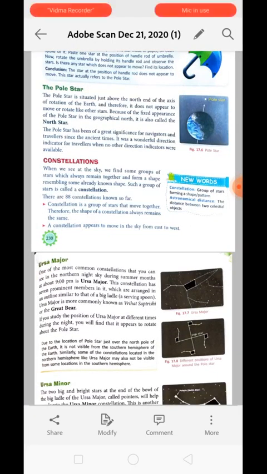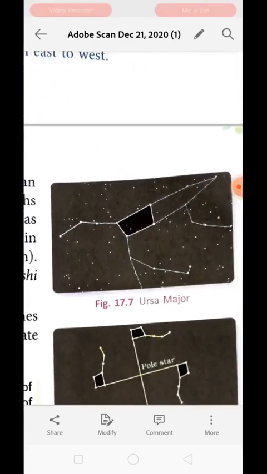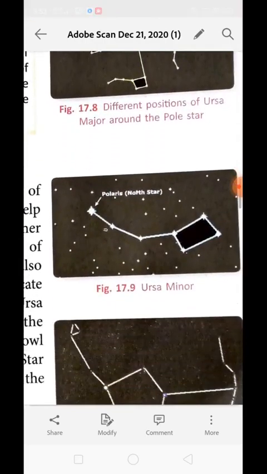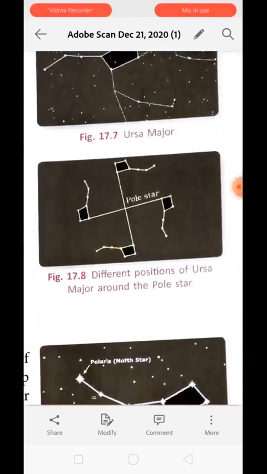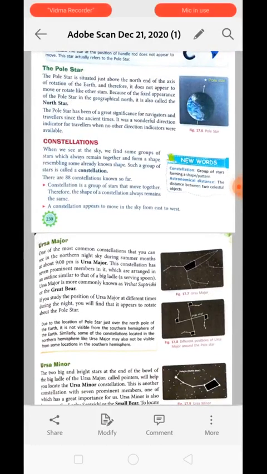When a group of stars together form a pattern or a shape, it is known as a constellation. See over here, we have several constellations. These are the several constellations that we are going to study about. So what is a constellation? A constellation is a number of stars present at a particular place, and we imagine several lines to connect the dots of the stars to make a particular shape or pattern. Then we call them a constellation.